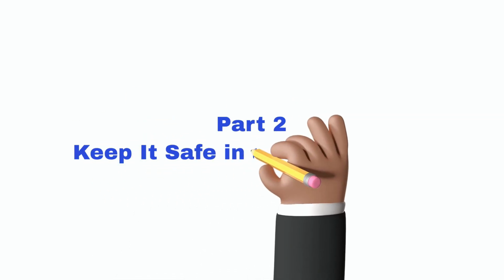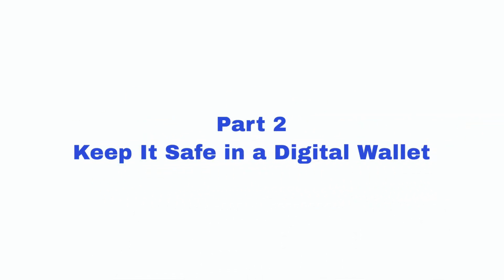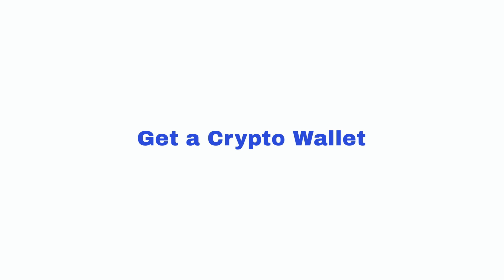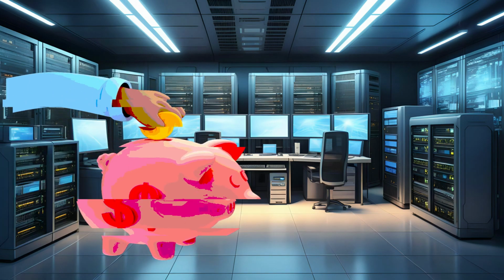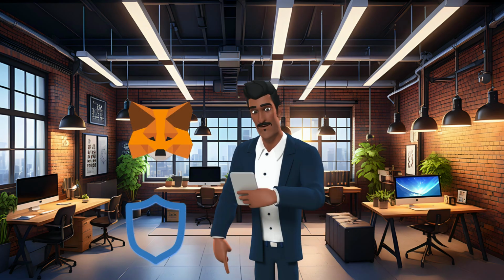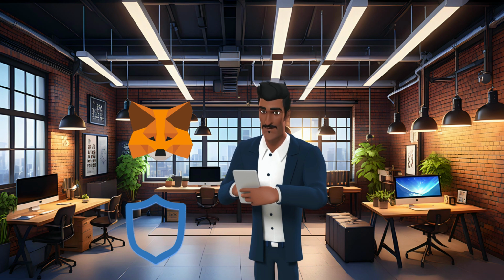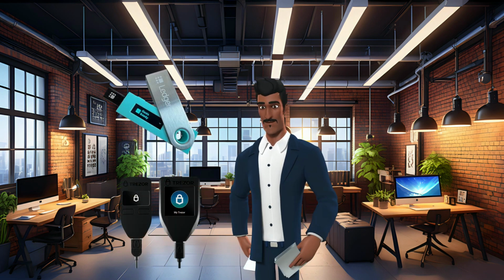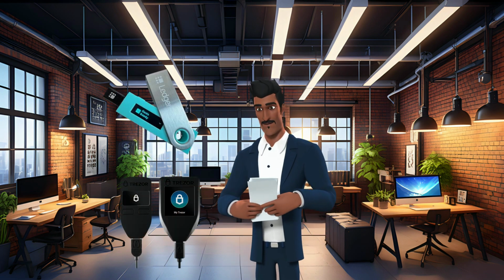Part 2. Keep it safe in a digital wallet. Get a crypto wallet. Think of this as a digital piggy bank. You can use a wallet app like MetaMask or Trust Wallet on your phone or computer. Alternatively, you can purchase a hardware wallet like Ledger Nano S or Trezor for added security. Set up the wallet. If you choose a software wallet, you'll need to download and set up the app. For a hardware wallet, follow the instructions that come with it.